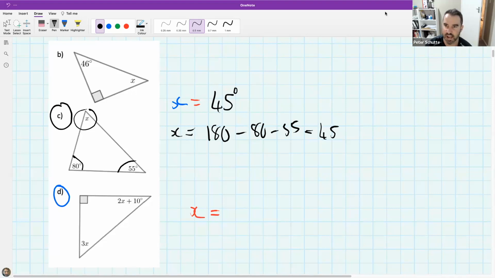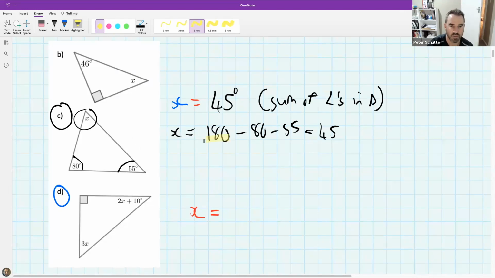The reason we actually give for this is the sum of angles in a triangle. We know that a triangle will always add up to 180. And so that's the first triangle fact that you need to keep in mind. Okay, what about finding X for D? What's X going to be in that case?